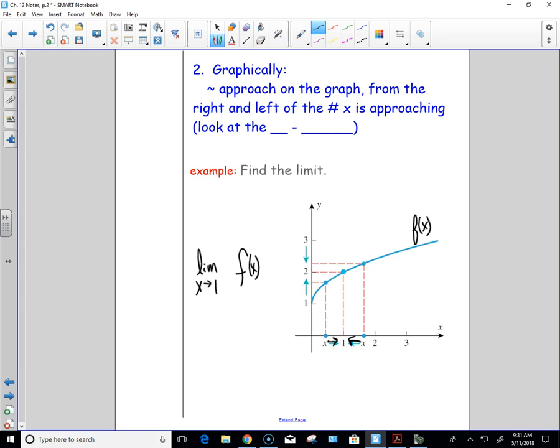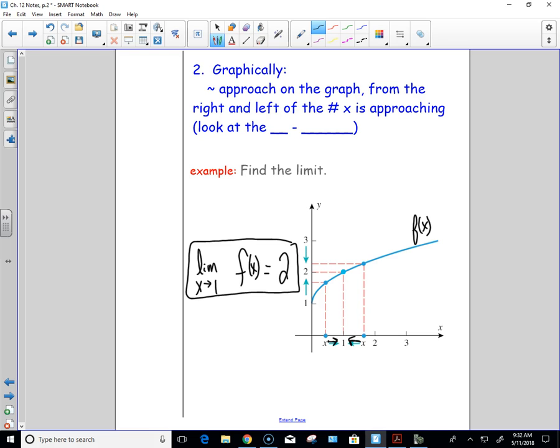I'm trying to ask myself the question for the limit, what do the y's seem to be approaching? So if you look down here, x is approaching 1 from below and from above. And what are they trying to show me right here? The y's seem to be approaching 2. Out of this graph, I can technically make this statement.